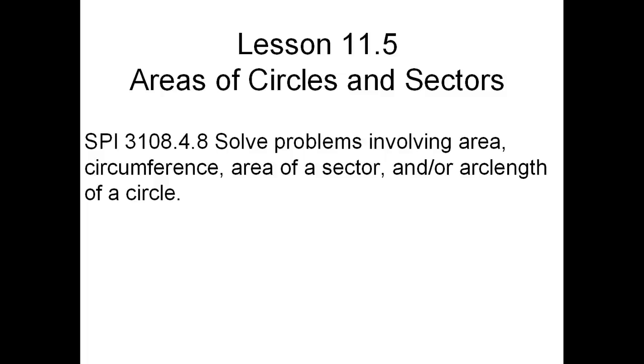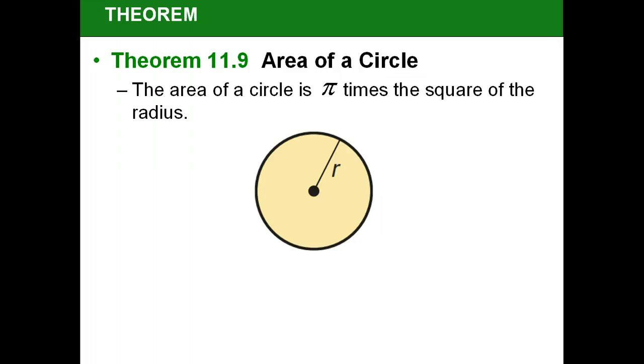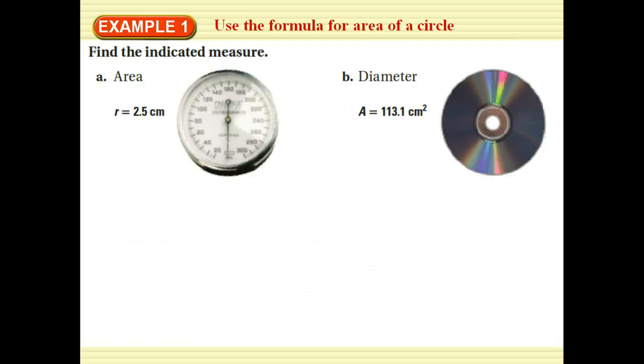As you can see, this lesson is on areas of circles and sectors. You should be very familiar with finding the area of a circle. We know that it is based on the radius, and we simply multiply pi times the square of the radius. So our area is pi r squared. We've been doing problems like this for several years probably.